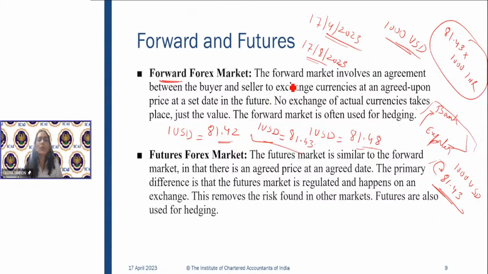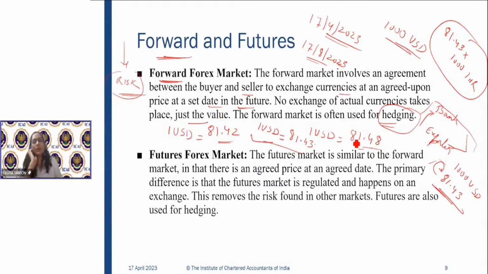Forward rate is clear. So the forward market involves an agreement between the buyer and the seller to exchange currencies at an agreed price at a set date in the future. No exchange of actual currencies takes place, just the value. This exporter is not giving money. It's the value which has been freezed today, and the forward market is often used for hedging. Hedging, you understand? Hedging is to minimize risk. So exporter and importer enter into the forward market to minimize risk, because they know the market is highly volatile and the risk may go up and down.